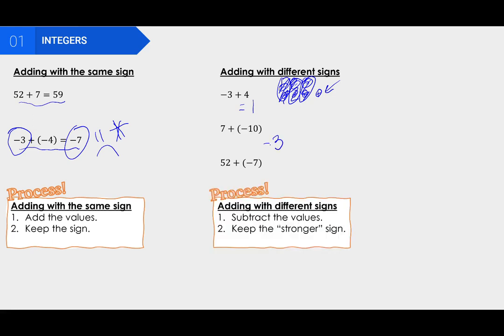Here's our process. When you're adding with different signs, you're going to subtract the values and keep the stronger sign, whichever one has more, or whichever one is farther away from 0. 52 plus negative 7, you can think about that as 52 minus 7, and it's going to be positive, and so we'll keep that at 45. That's addition. Let's talk about subtraction.